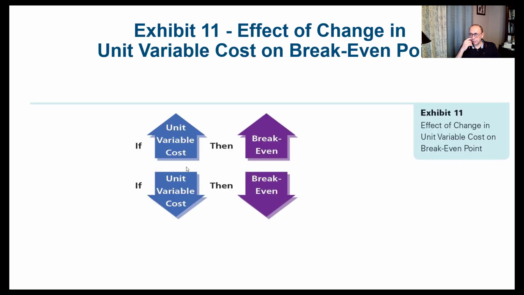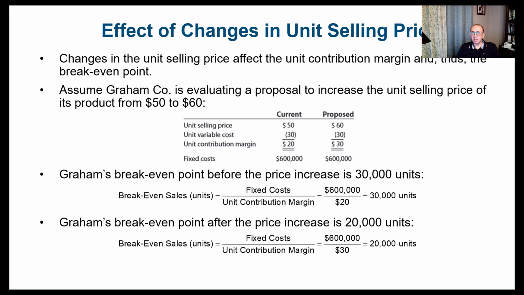So again, like the fixed cost, the same direction here. When the unit variable cost goes up, the break-even point will also go up. And when the unit variable cost goes down, the break-even point will also go down. Now let's see the effect of changes in unit selling price.